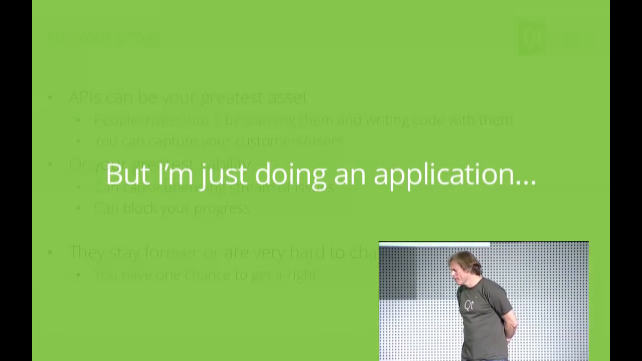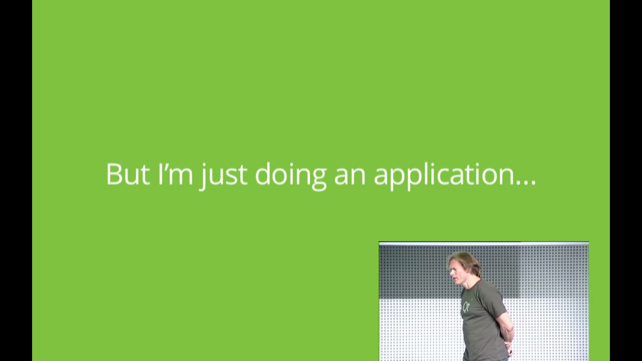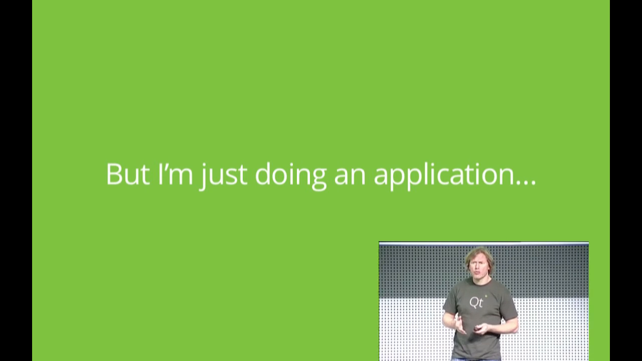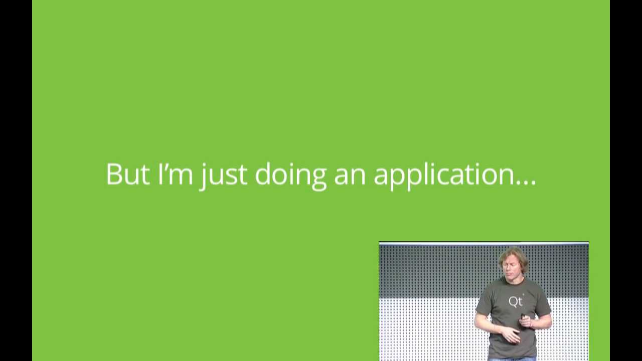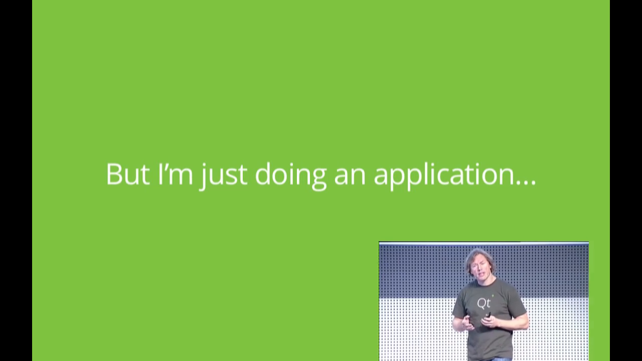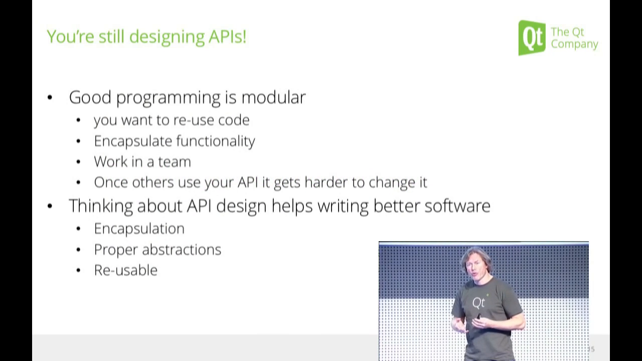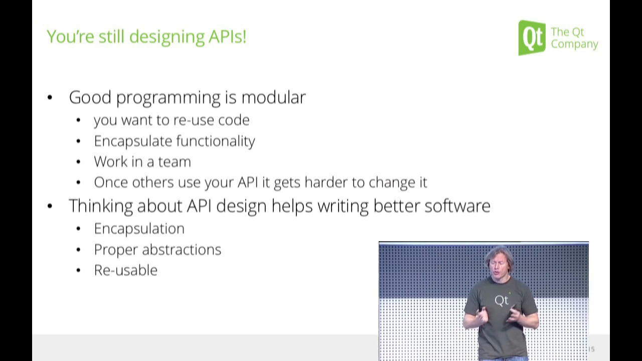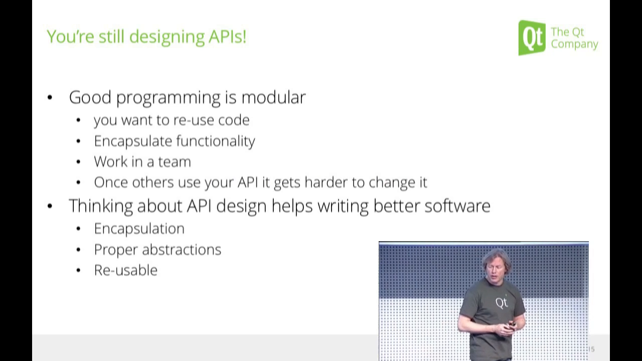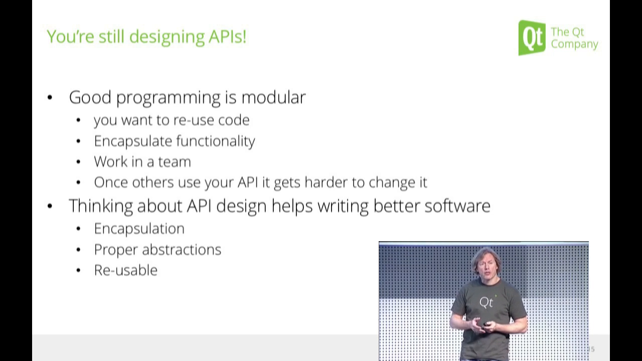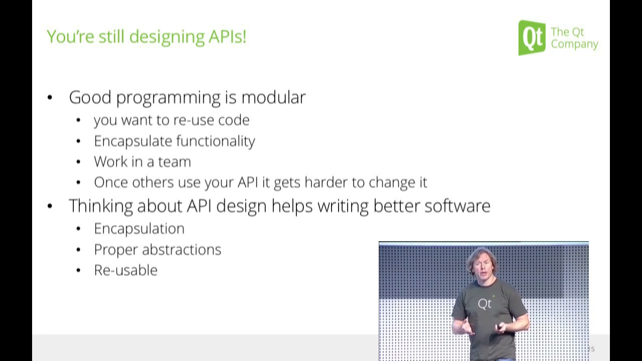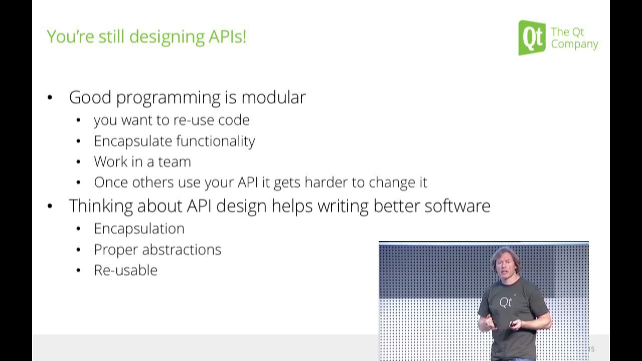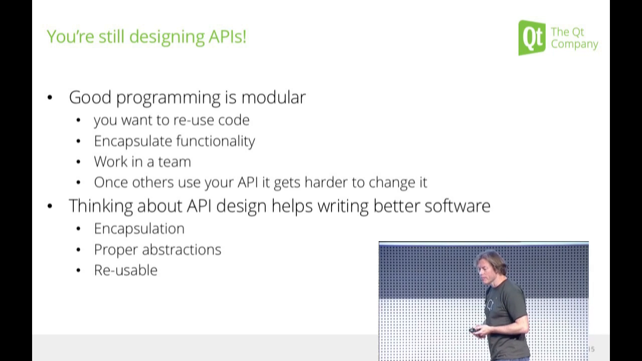Well, as I said, somebody might be saying, but I'm just doing an application and I'm working on my own, so I don't really need to be that careful. I don't think that's quite true. You're still designing APIs because good programming is modular. You do create your classes, you create your abstractions, and you want to reuse them and encapsulate functionality. And as what you're doing grows, you might end up working in a team with others. And once others use your API, it really starts getting harder to change it.